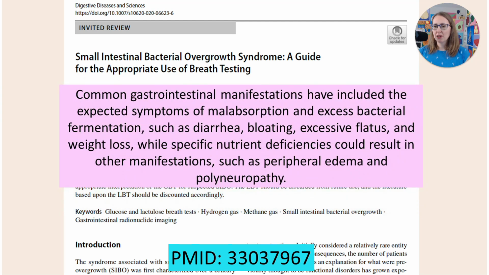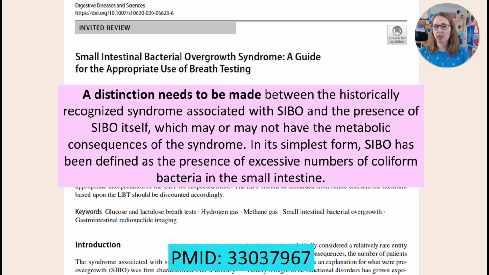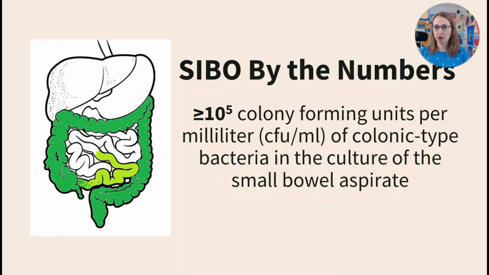Continuing. Common gastrointestinal manifestations have included the expected symptoms of malabsorption and excess bacterial fermentation, such as diarrhea, bloating, excessive flatulence, and weight loss, while specific nutrient deficiencies could result in other manifestations such as peripheral edema and polyneuropathy. A distinction needs to be made between the historically recognized syndrome associated with SIBO and the presence of SIBO itself, which may or may not have the metabolic consequences of the syndrome. In its simplest form, SIBO has been defined as the presence of excessive numbers of coliform bacteria in the small intestine. You sticking with me so far?